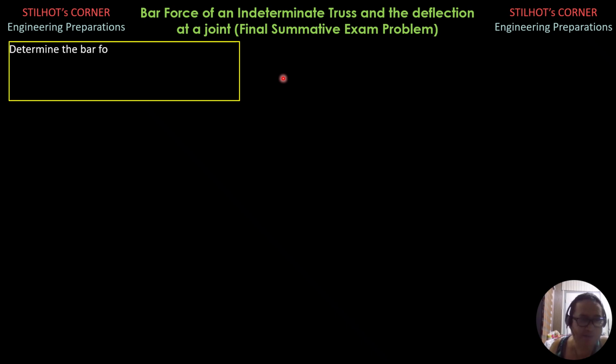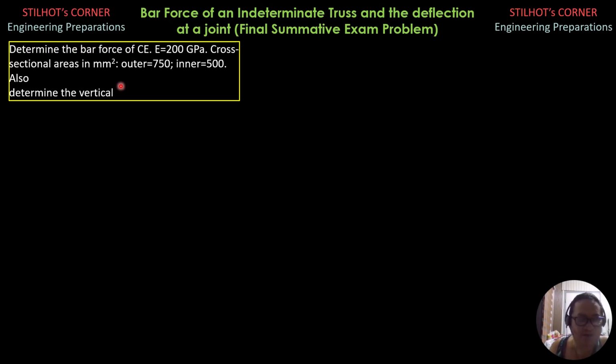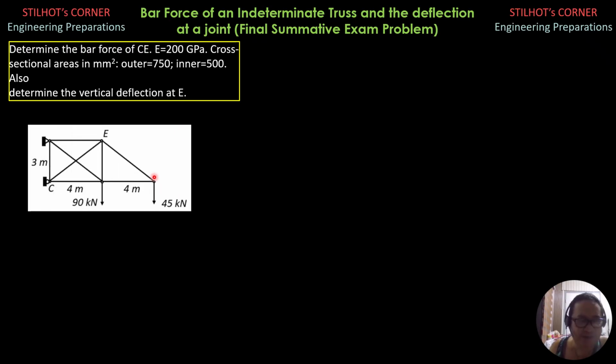So here's the problem. Determine the bar force of member CE. E is 200 gigapascals. Cross-sectional areas in millimeter square for outer members 750, inner 500. Also determine the vertical deflection at E. So here's the given truss. And since this is already structural analysis, we proceed as follows.